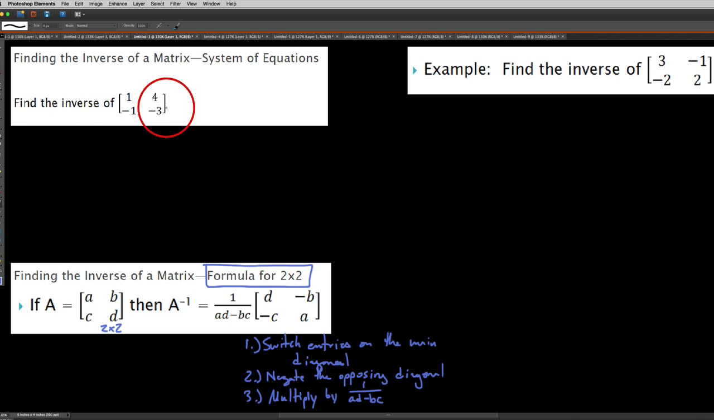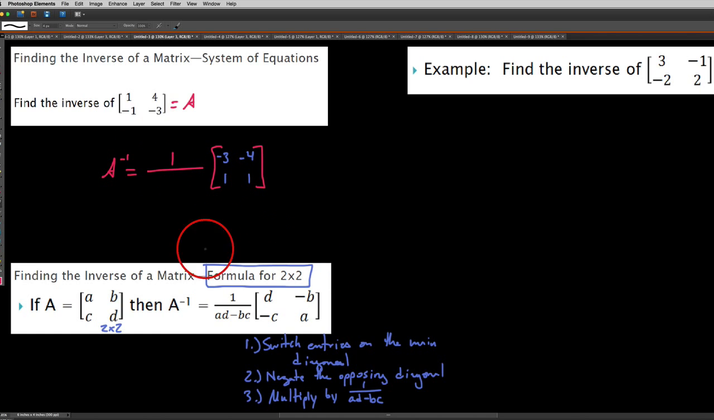So if we want to find the inverse of this matrix up here, that's what we're going to do here. We notice we have our A, B, C, D. What we're going to do is we're going to say that this is our matrix A. And so A inverse, by definition, is equal to 1 over AD minus BC, all times this matrix here, where what we're going to do is we're going to switch the entries on the main diagonal. So where we had a 1 and a negative 3 respectively, now we're going to have a negative 3 and a 1, and those get switched around. And where we had a positive 4 and a negative 1 respectively, we're going to negate these to make this a negative 4 and a positive 1.